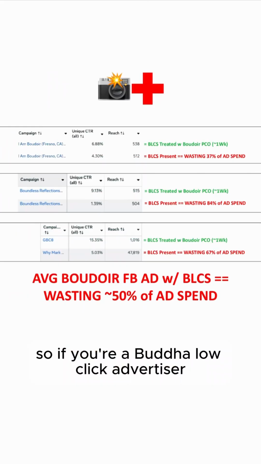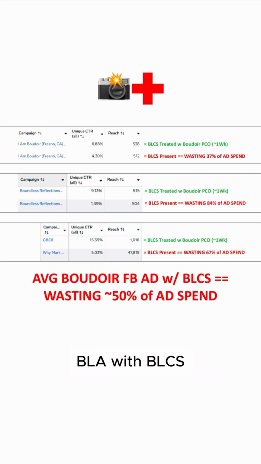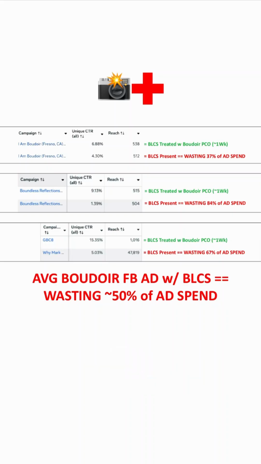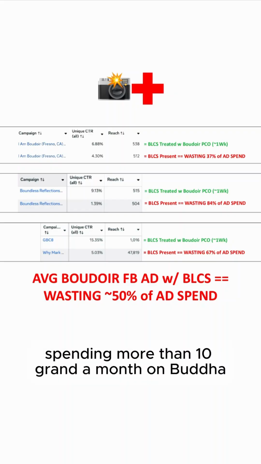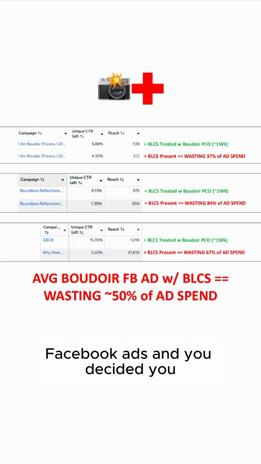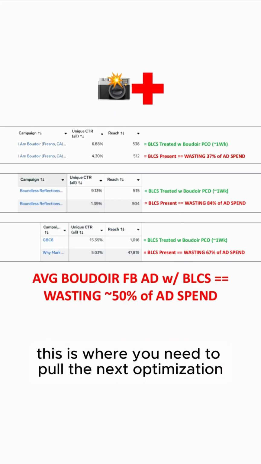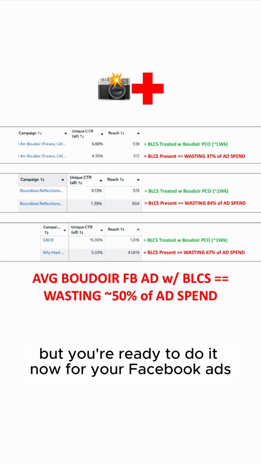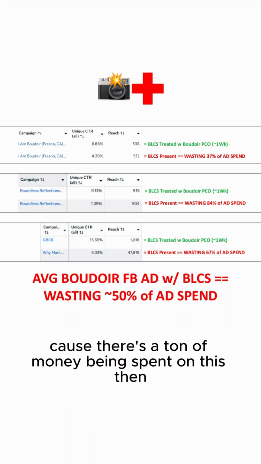So if you're a Boudoir low click advertiser, BLCA, with BLCS, so unique CTR of your Boudoir Facebook ads is under 6%, and you're spending more than 10 grand a month on Boudoir Facebook ads, and you decide this is where you need to pull the next optimization, the next profit out of the business, because you've done other spots of your business, but you're ready to do it now for your Boudoir Facebook ads because there's a ton of money being spent on this.